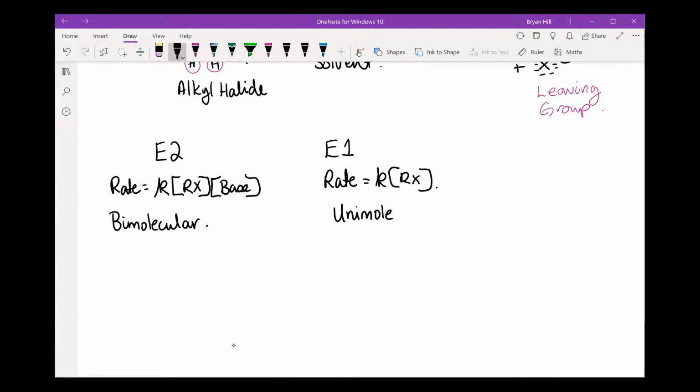So the rate determining step involves only one of the two. E1s are going to form carbocations, just like an SN1. Because it forms carbocations in the rate determining step, if we had three different types of alkyl halides, which one would an E1 elimination reaction take place the fastest with? Tertiary, secondary, or primary? Based upon what you know from SN1.